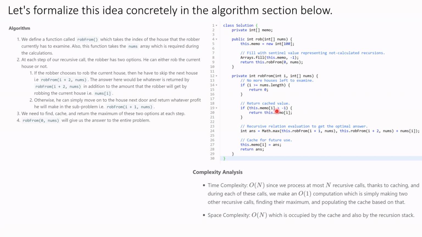But if we talk about space complexity, we have taken memory to cache the data, which is occupied by the cache and also by the recursion stack. We are doing recursion as well as storing the cache. That's why the space remains O(n), where n is the number of houses.